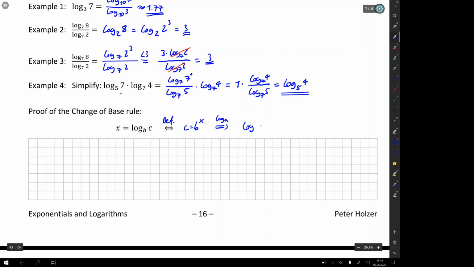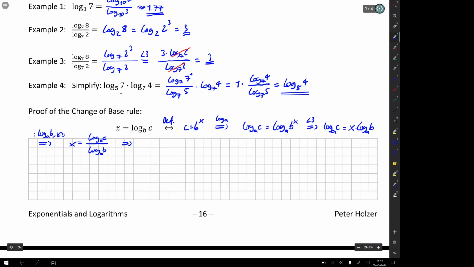So we get logarithm of c in base a equals logarithm of b to the power of x in base a again. Then, applying the third law of logarithm, the left-hand side stays unchanged, and on the right-hand side we get x times logarithm of b in base a. Now, next step, we divide by this expression here and we switch sides, and we get that x is equal to the logarithm of c in base a divided by the logarithm of b in base a.